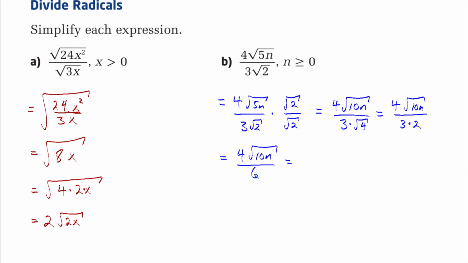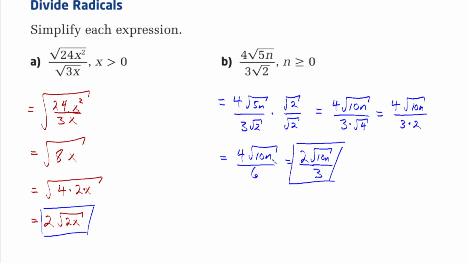And then 4 over 6 will simplify. Those are both divisible by 2 to 2 root 10n divided by 3. Okay? And again, you could have gone there directly here if you'd wanted to by dividing 4 by 2, which would have made the numerator 2, or the long way. Whichever works for you is fine with me, but they'll both get you to your most simplified form.